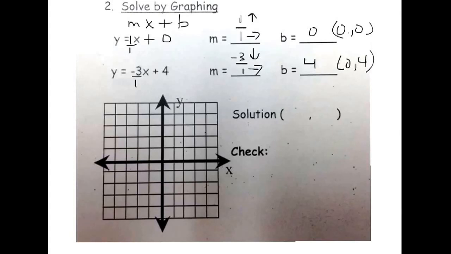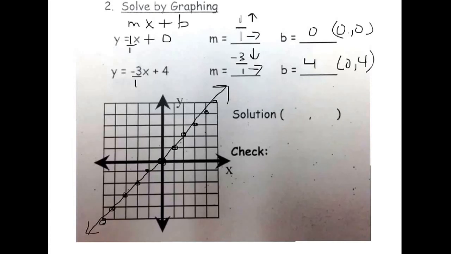This first one starts at 0, and it goes up 1 over 1, up 1 over 1, up 1 over 1, up 1 over 1, up 1 over 1. And in the opposite direction, it goes down 1 over 1, down 1 over 1, down 1 over 1, down 1 over 1, down 1 over 1. And that is our line. This is also known as the parent function, if you remember that from earlier in the year.